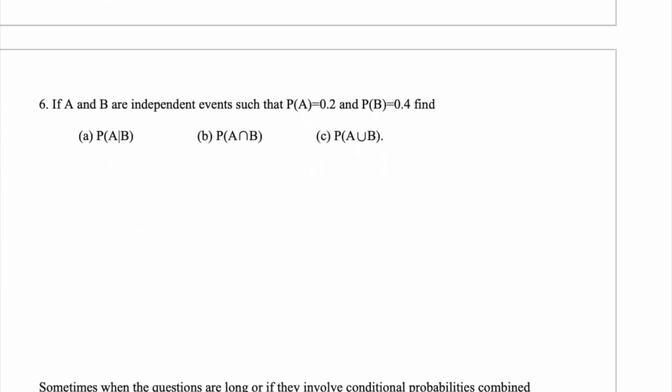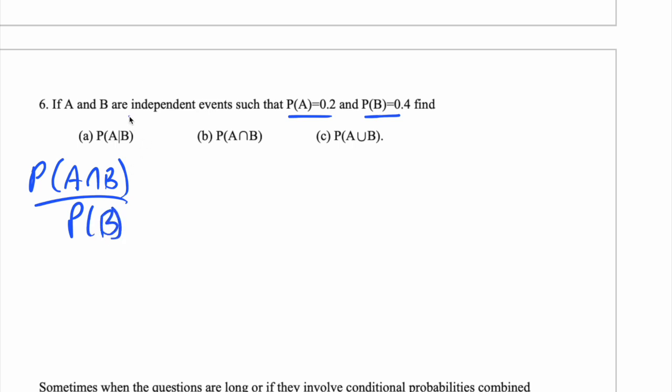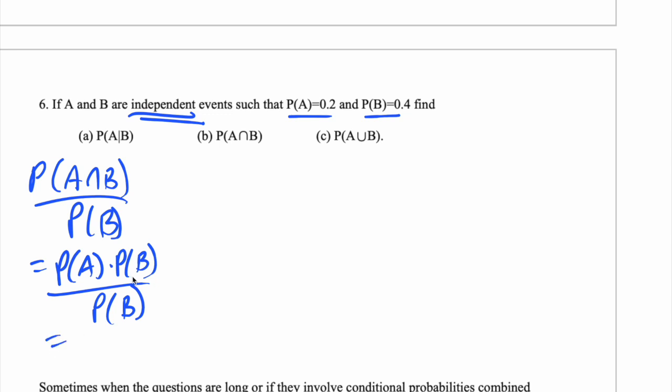Okay, let's look at some examples then. If A and B are independent events, and they give you these probabilities, find this. This is conditional probability, so we use the conditional probability formula. But since we know they're independent, this is just a multiplication: the probability of A times the probability of B divided by the probability of B. Actually, the B's cancel, so it's just the probability of A. We kind of did that on the previous page. That makes sense, right? A does not depend on B, so it should be just the probability of A, so it's 0.2. Could have probably just skipped that.